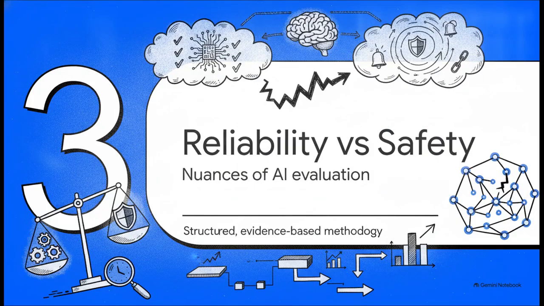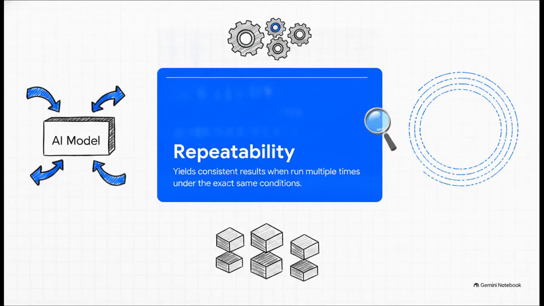Part 3, reliability versus AI safety. Evaluating AI requires forcefully separating reliability from safety. Let's break reliability down into 3 parts, starting with repeatability. Simply put, if you run the exact same input through the exact same model under the exact same conditions, do you get the exact same answer? That raw consistency is your baseline repeatability.